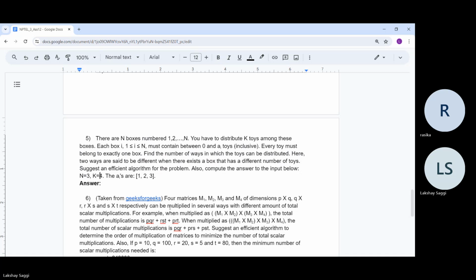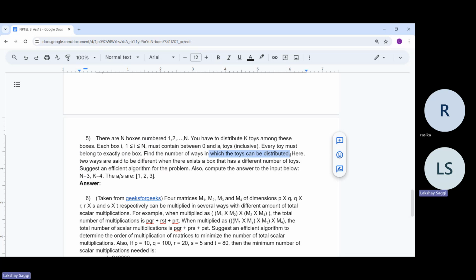So I hope the problem statement is clear. Maybe this sort of thing you don't need, but okay, nevertheless. So we are just given these k toys and we are given these values a0, a1, a2 till an, the maximum number of toys which can fit inside the ith box. And now every toy must belong to exactly one box. Now we need to find out the number of ways in which the toys can be distributed inside the boxes. So suppose these k toys have to be put inside these n boxes, and we have to find out the number of ways in which these toys can actually be put inside the boxes.